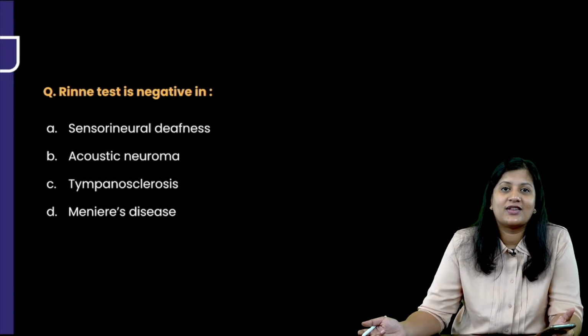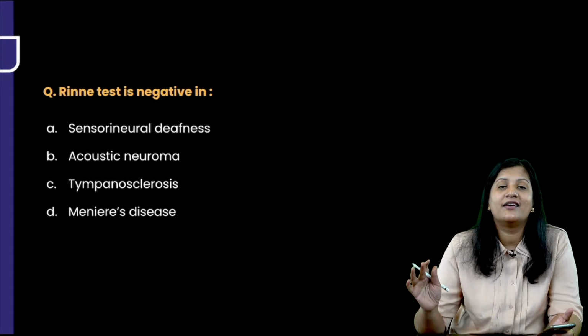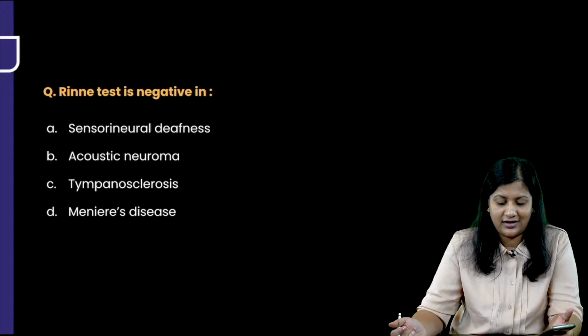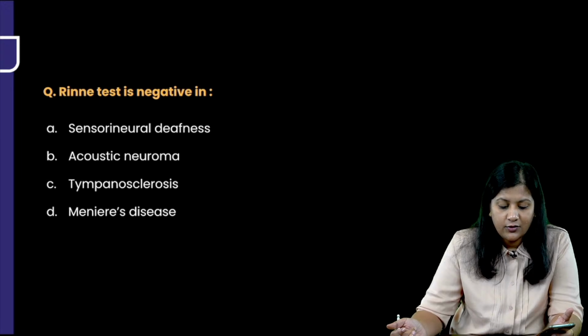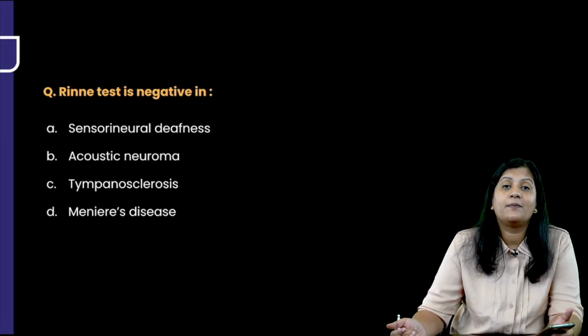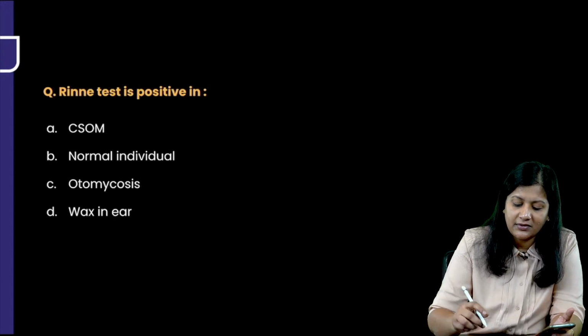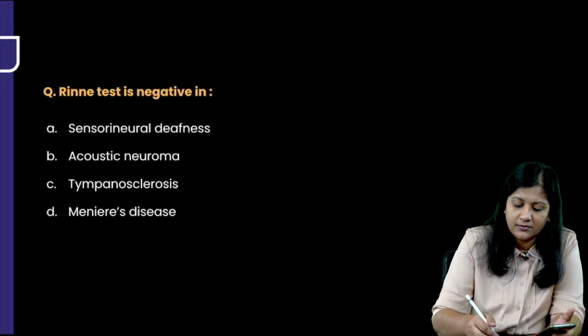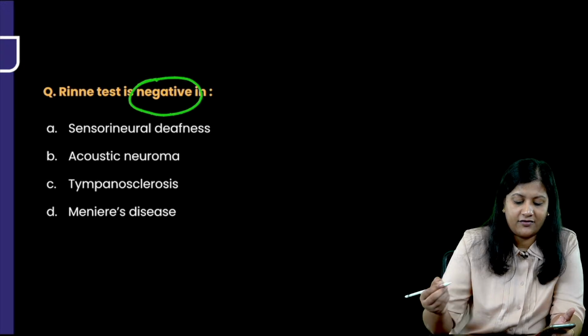Okay, now let's go to the next MCQ. Having understood those anatomical terms, let's do a physiology of hearing question. Rinne's test is negative in sensory neural deafness, acoustic neuroma, tympanosclerosis, Meniere's disease. Where do you get Rinne's test negative? Now this is a very easy question. Where do you get negative Rinne?